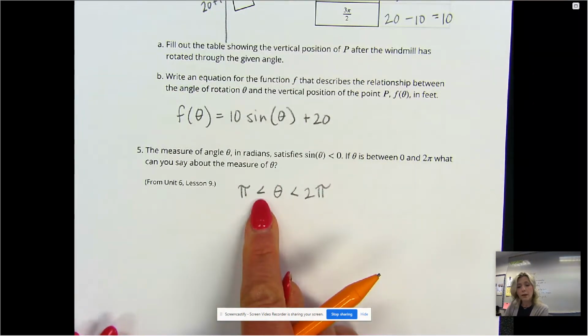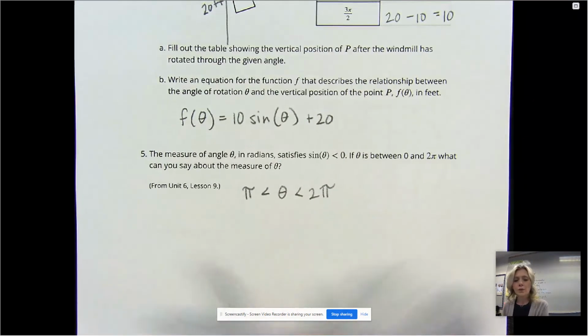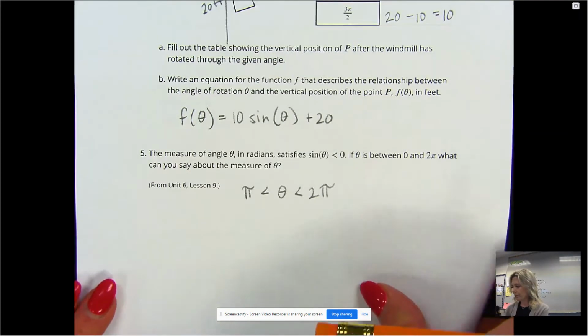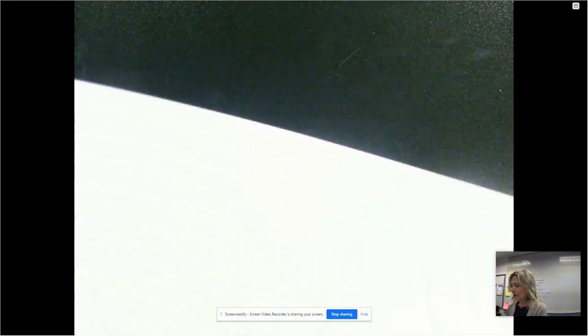Notice I only have less than, not less than or equal to, because at pi and at 2 pi, the sine is equal to 0, and so that's not negative. So anything between pi and 2 pi. All right, we're almost done here.